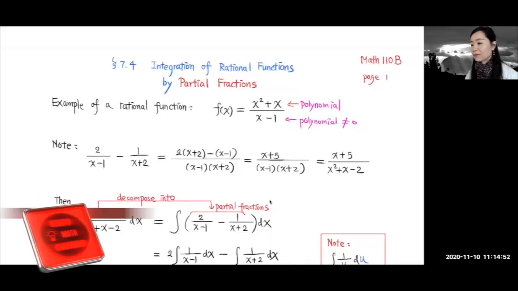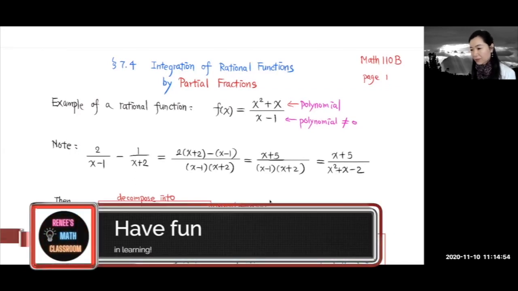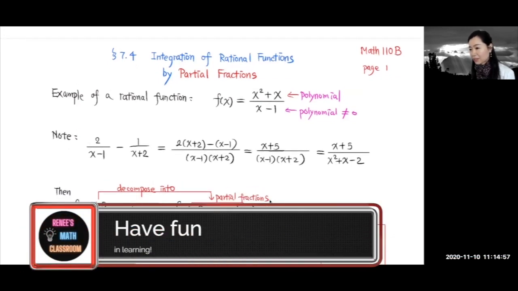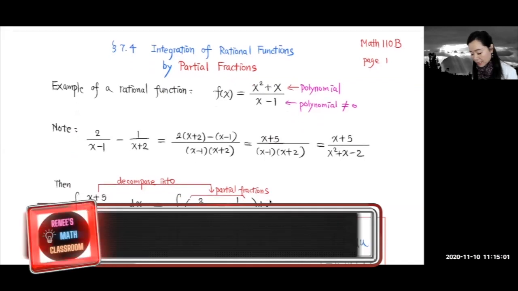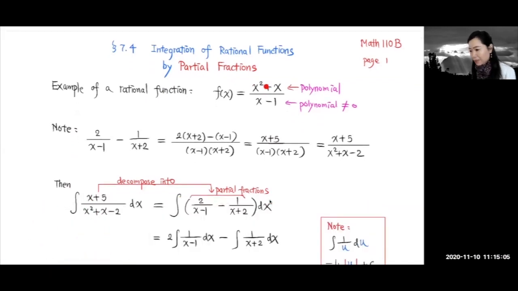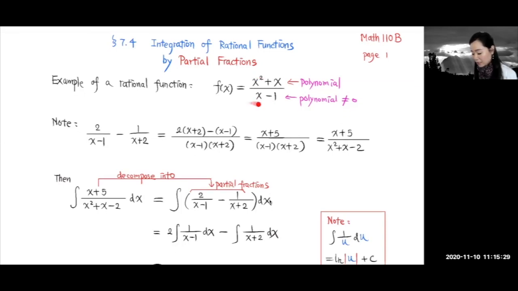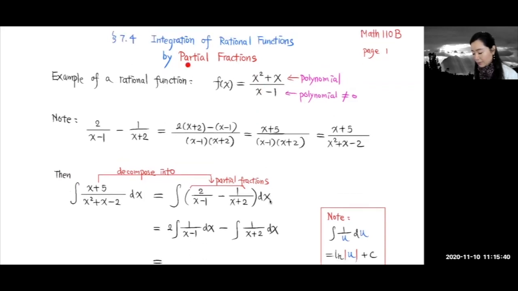Today, we're going to go over 7.4, integration of a rational function by partial fractions. Here's one example of a rational function. It is basically a polynomial divided by a polynomial, so that is called a rational function. Like a rational number is an integer divided by an integer, right? A rational function is a polynomial divided by a polynomial, providing the denominator is not zero. Today we're going to learn how to integrate a rational function like this, by something called partial fractions.